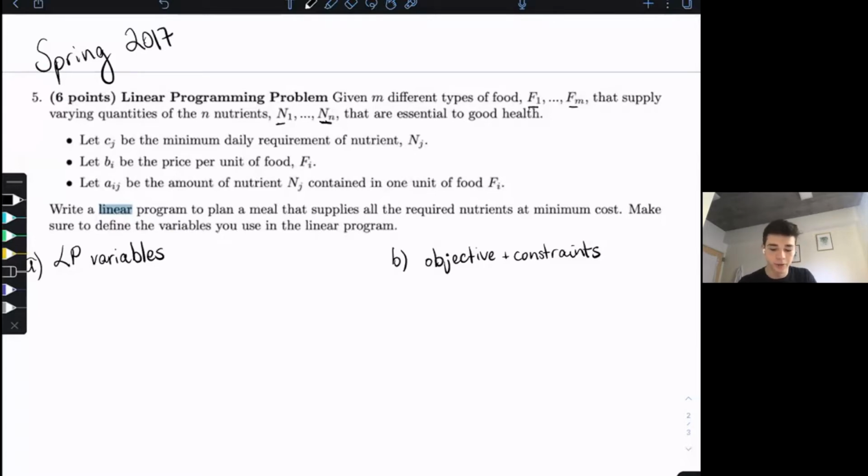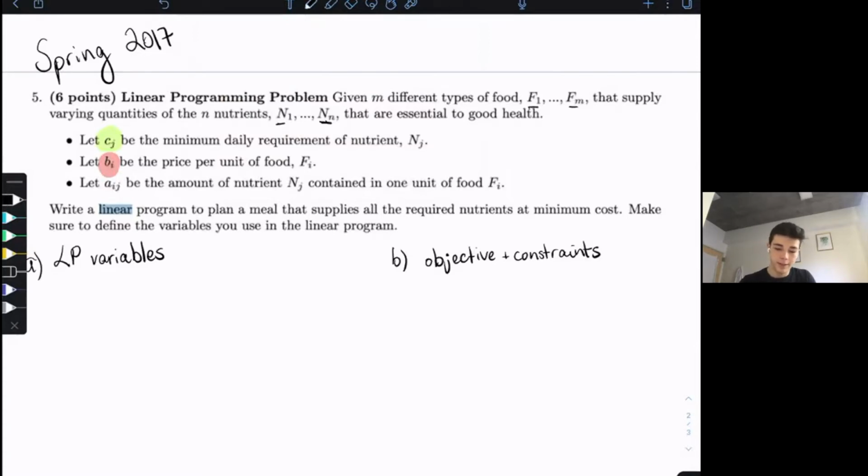Bi is the price per unit of food fi, and A is this 2D matrix where aij tells us the amount of nutrient j contained in 1 unit of food fi. And so we need to write a linear program that plans a meal by meeting all the Cj's, while also minimizing the cost, which is, let's mark it as red, minimize cost Bi. And we're going to define all variables we use.